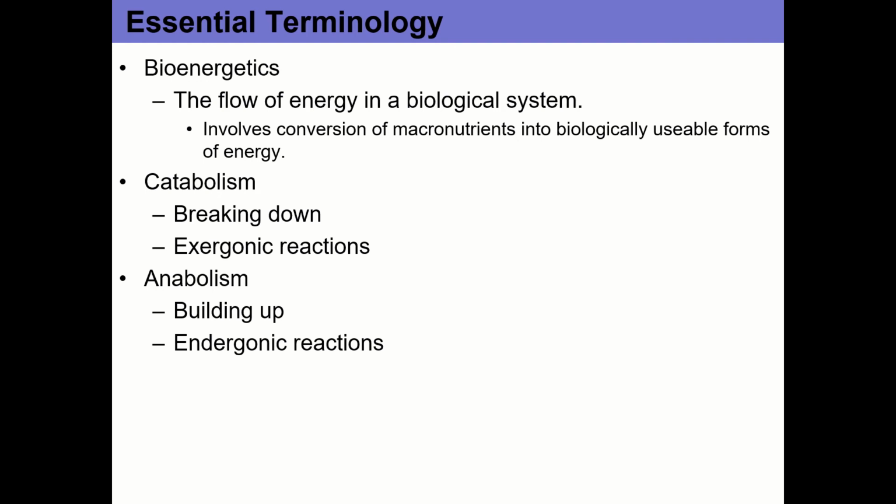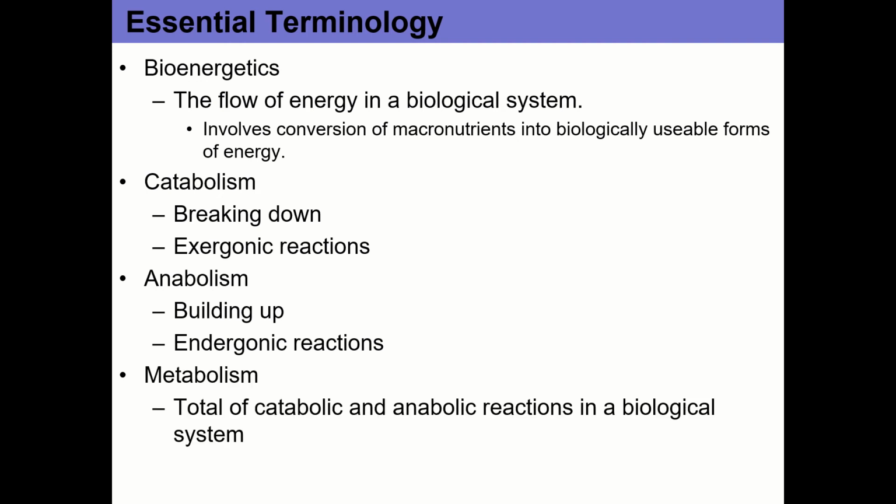So what we do then is we break down foods, macronutrients, carbohydrates, for example. Those are going to undergo a series of catabolic or exergonic reactions. We're going to break them down. And then we're going to use those exergonic reactions to drive endergonic reactions, to drive the reactions of building ATP back up, restoring ATP. And then metabolism is the total of catabolic and anabolic reactions in a biological system.